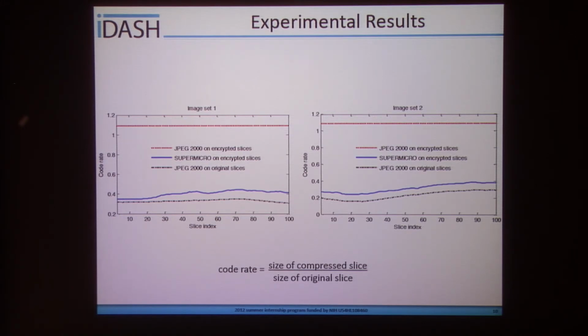And we can see that the size of the compressed data actually increased, as the code rates are larger than 1. This offers some intuition of how difficult it is to compress encrypted data with traditional techniques. However, the performance of our proposed SUPERMICRO framework on the encrypted slices is very close to the baseline performance. This demonstrated that the proposed SUPERMICRO framework offers a practical solution for compressing encrypted CT sequences.